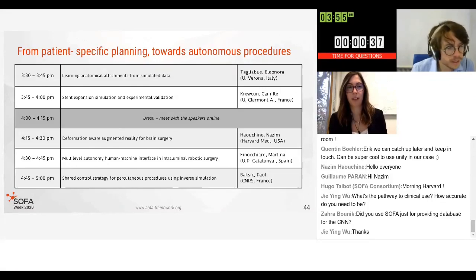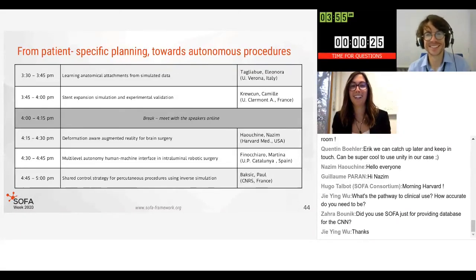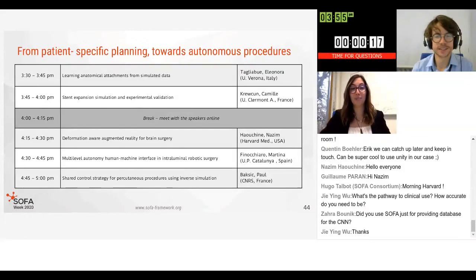And you noticed the second question. Did you use SOFA just for providing the database for the convolutional neural network? Yes, we did use it, but just for that. Actually, that was most of the work.